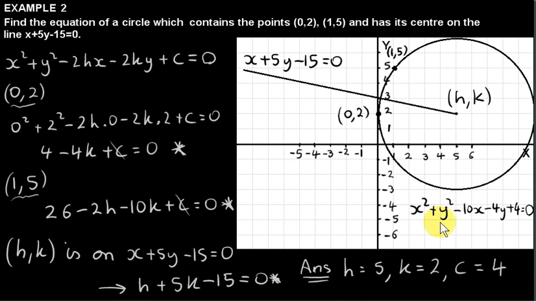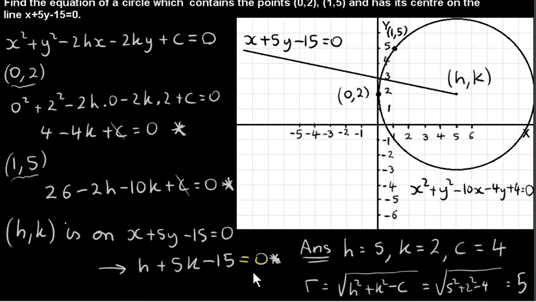So that's the equation of the circle. If you want to get the radius, you can use this formula here. Plug in for h, k and c. You'll find that the radius is 5. And you can see that on the diagram. The distance of the centre to the point 0, 2 is indeed 5 units.